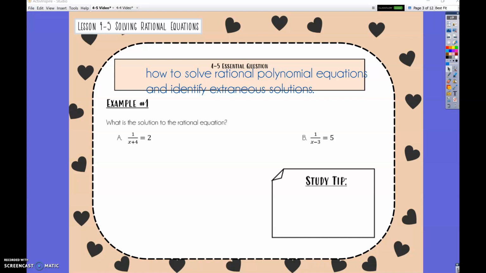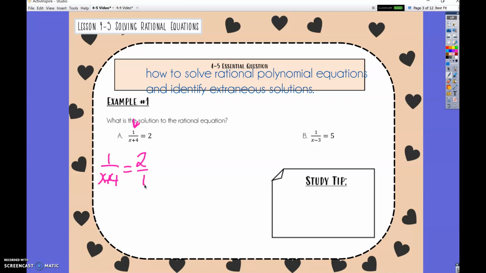So first thing, we could solve this. We're looking for our rational polynomial here, and we want to know what x value would make this equation true. So one option that you can do is called cross multiplication. So you could write 1 over x plus 4 and set it equal to 2 over 1, because that is our 2 as a fraction.